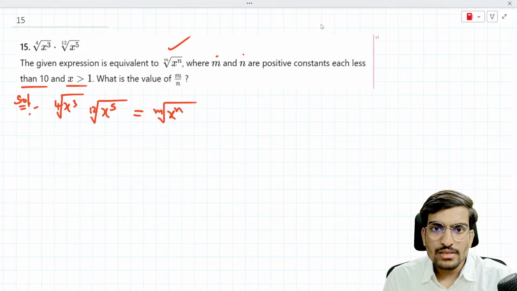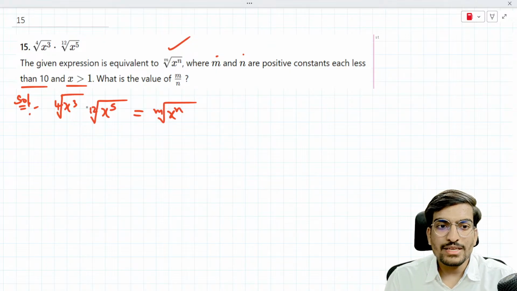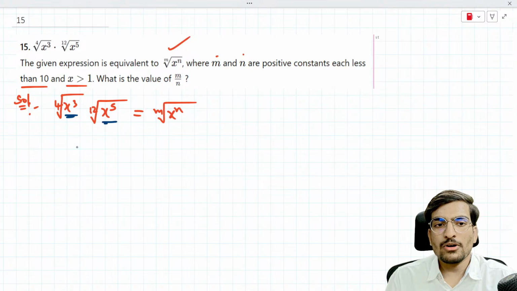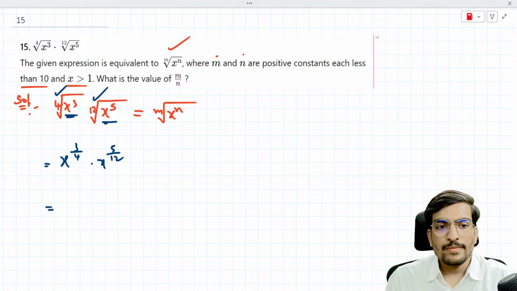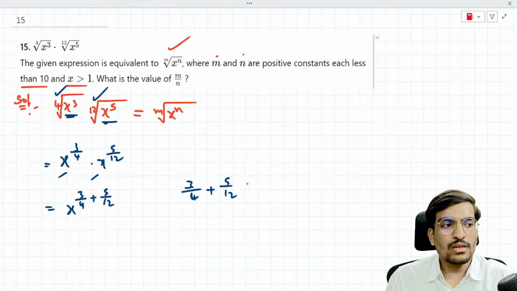So what else can we do to make it look like that? You can see clearly it is x power 3, x power 5. So we can turn this into x power 3 by 4 and this into x power 5 by 12. This root turns into an exponent, and this root also turns into an exponent. Now, on solving, what do we get? Bases are the same, so add up the powers: 3 by 4 plus 5 by 12.